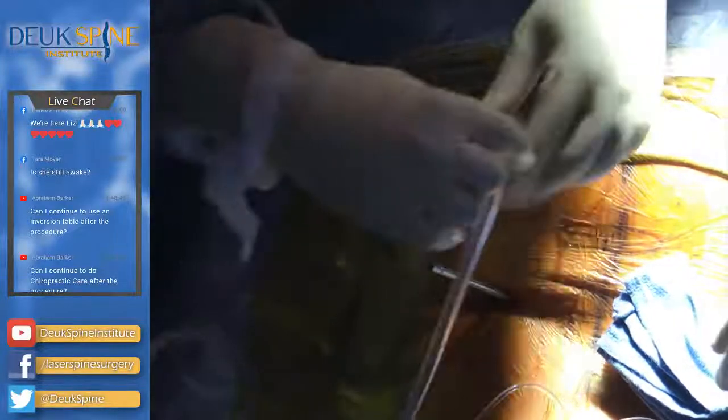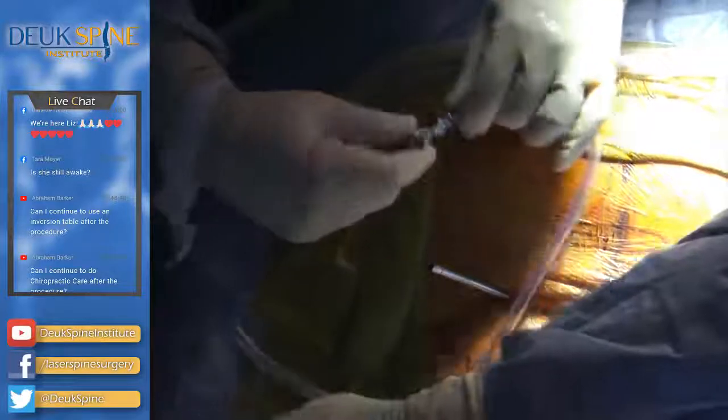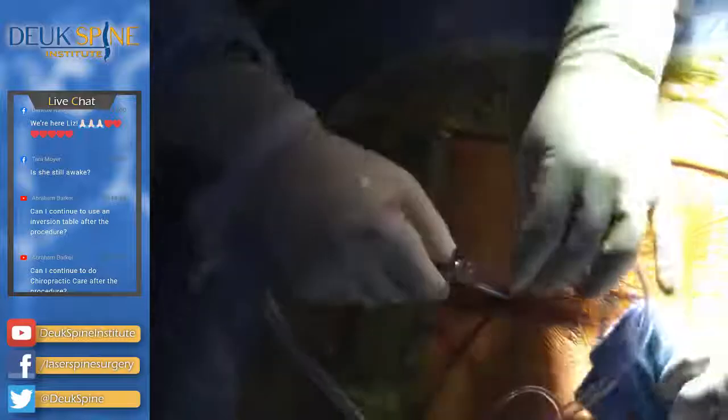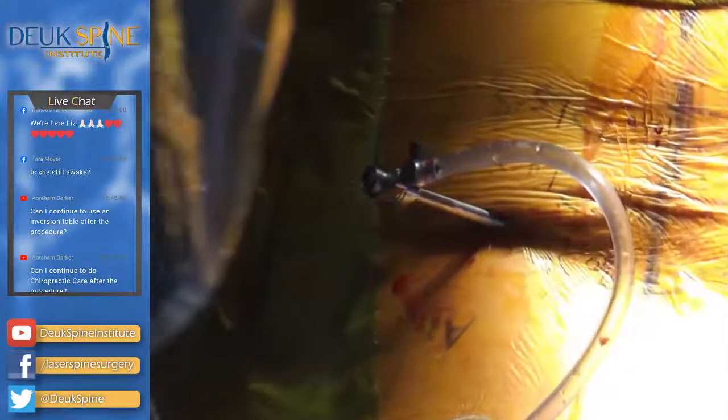All right, fluid adapter here. What do they say? Teamwork makes the dream work. Isn't that what they say? All right, let's get the fluoro out, and move that sucker out completely.